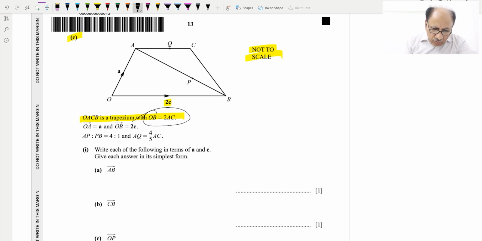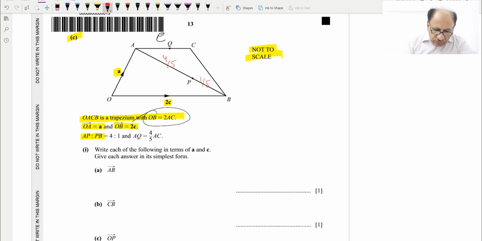OB is equal to 2AC. So AC is half of OB. So we can say AC is C, because OB is 2C. And further they are giving OA is equal to A, OB is equal to 2C, and the ratio AP to PB is 4 to 1. So the total is divided into 5 parts. So 4 by 5 and 1 by 5.